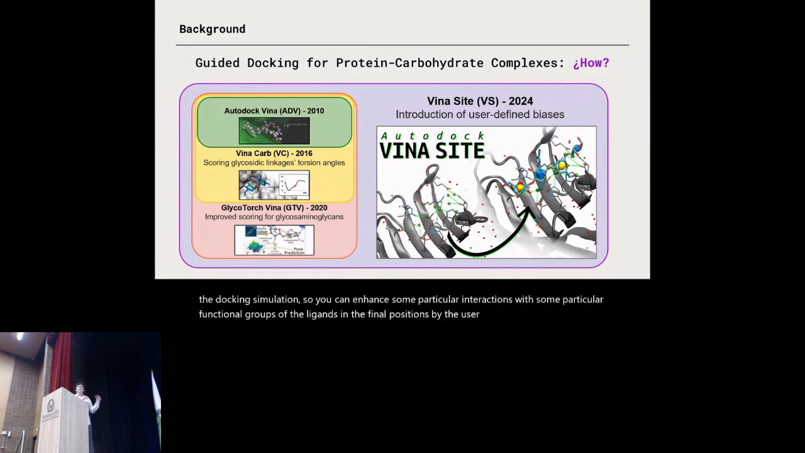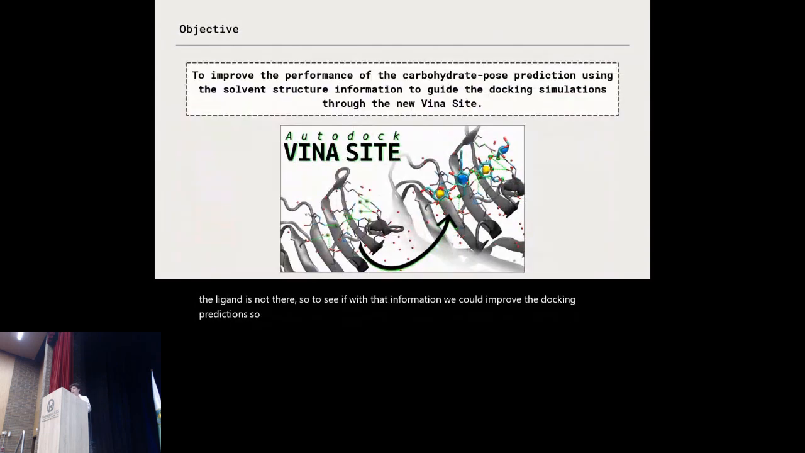So having this available over the other improvements, we developed a protocol where we define the biases based on the solvent structure present at the ligand binding site when the ligand is not there. So to see if with that information we could improve the docking predictions. The objective of this work is to improve the performance of the carbohydrate pose prediction using the solvent structure information to guide the docking simulation through the new Vina site.